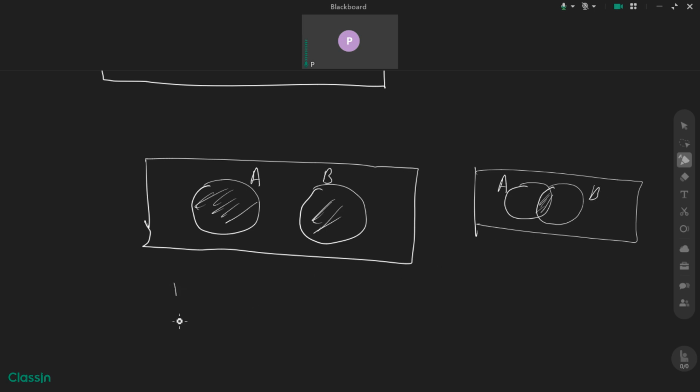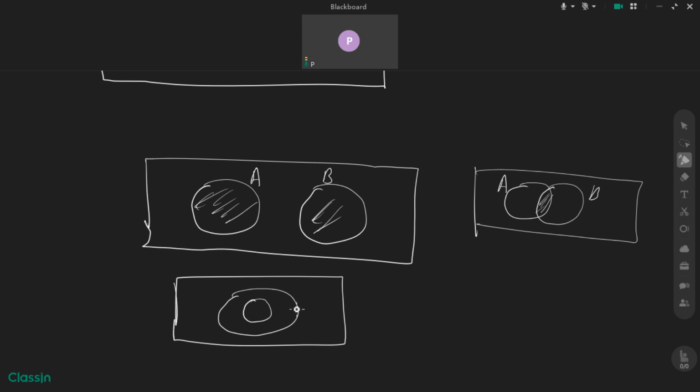Now, if you have like this, there is one circle and in between there is a second. I can say that, let us say it is A, it is B. I can say that B is a subset of A, because then every element of B is also an element of A.